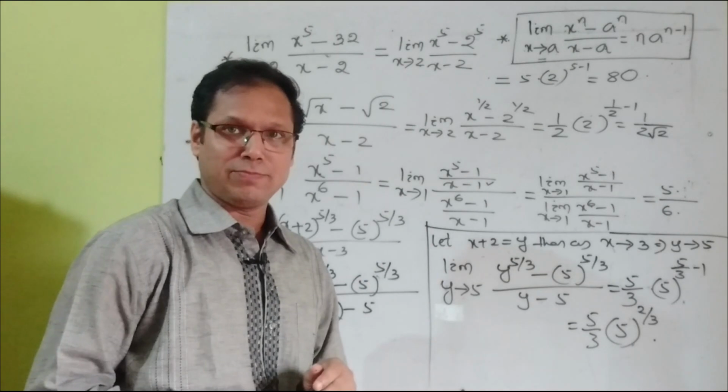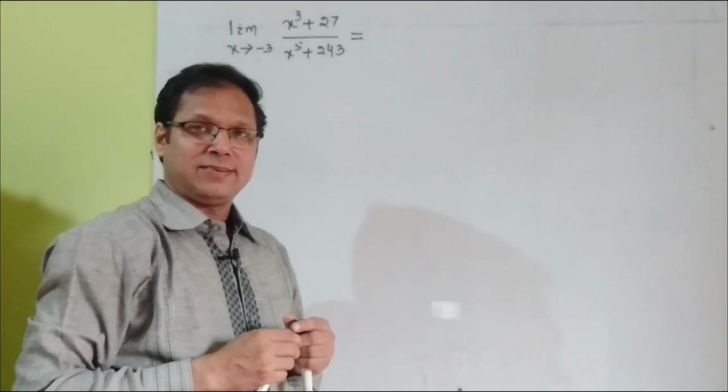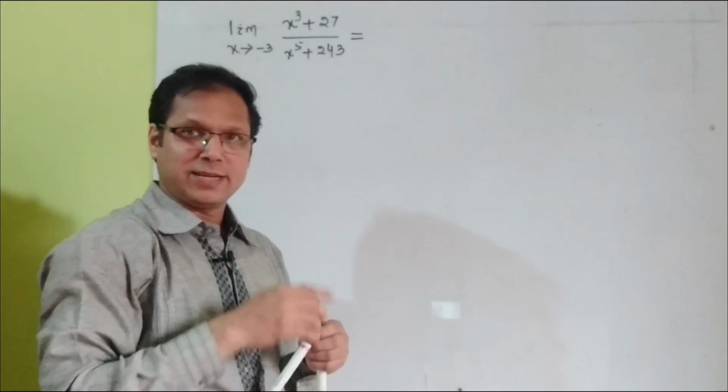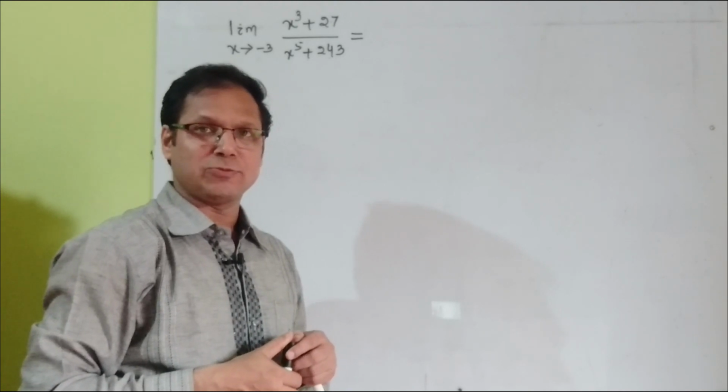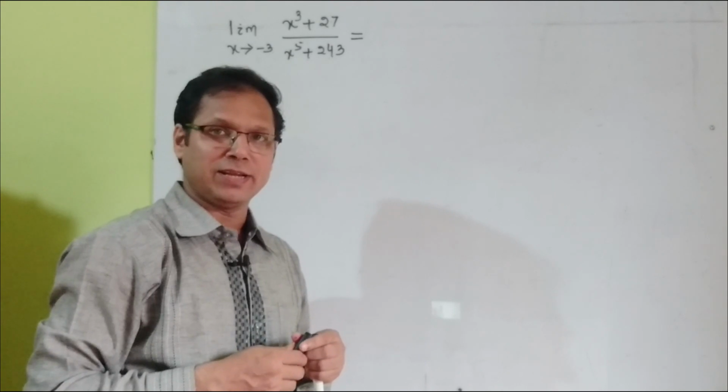Now we'll take some examples, so make a note first. Now we'll take some difficult level problems to clear your doubt about this standard formula, that is limit x tends to a, (x to the power n minus a to the power n) by (x minus a) is equal to n a to the power n minus 1.